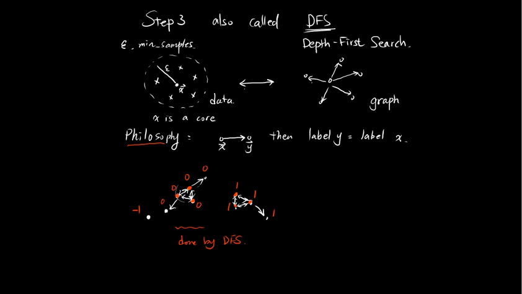And some of the core samples will still be labeled, like this one, and this one, and this one. But some of the core samples will not be labeled, and they will just be the noise. So that's the situation happening in step 3.